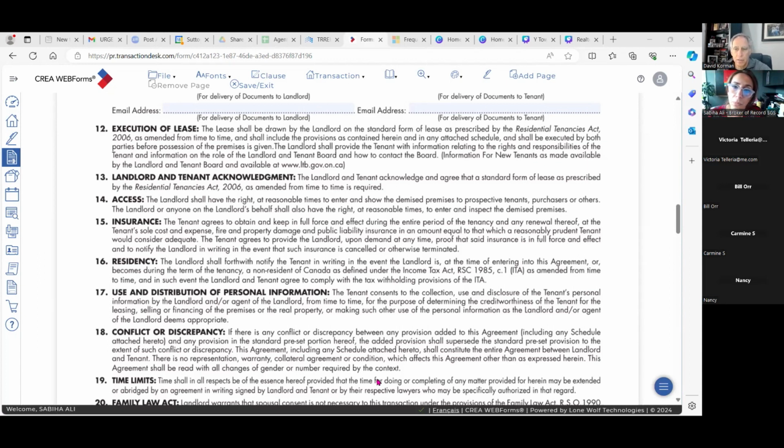Not on the list, on the standard lease form. That's considered the lease. The standard lease form is the lease.